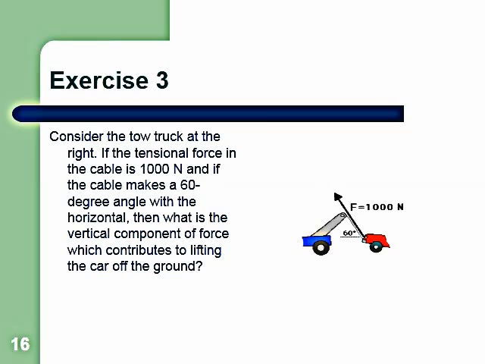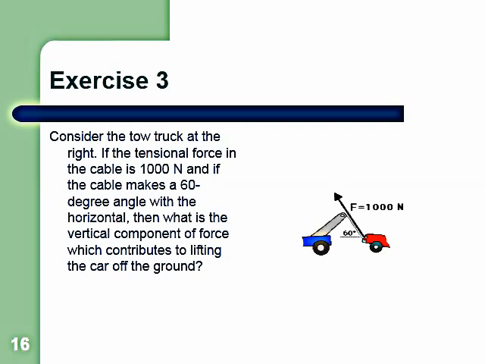Okay, so here's the third example that I want you to work on. Consider a tow truck to the right. If the tensional force of the cable is 1,000 newtons, and if the cable makes a 60-degree angle with the horizontal, then what is the vertical component of the force which contributes to the lifting of the car off the ground? I want you to pause the video now and have a little think. I suggest you use some diagrams and come back to the video and see if you've got the right answer.